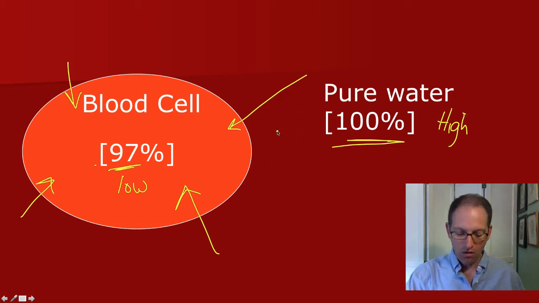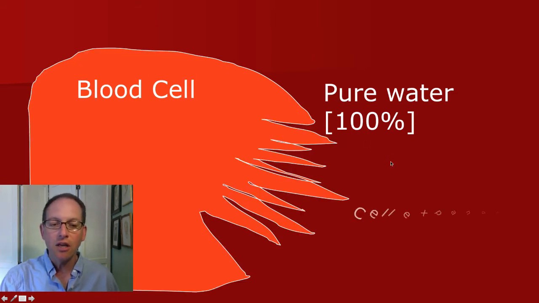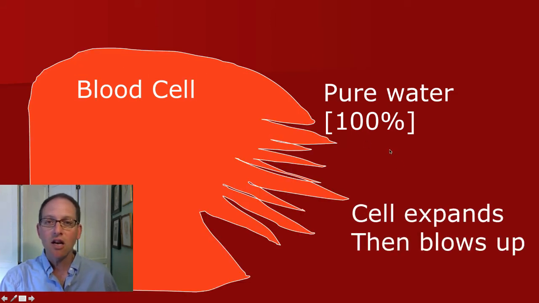Now, after a while, what will happen to that blood cell? It's going to literally blow up. The blood cell cannot handle that excess pressure, and it will blow up and burst.